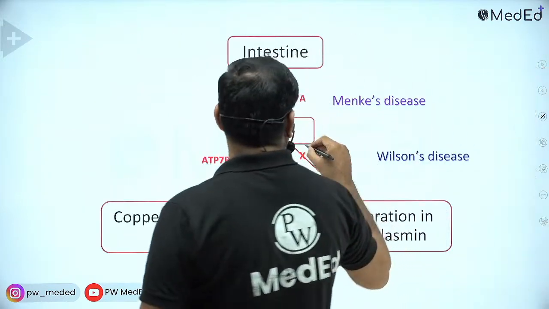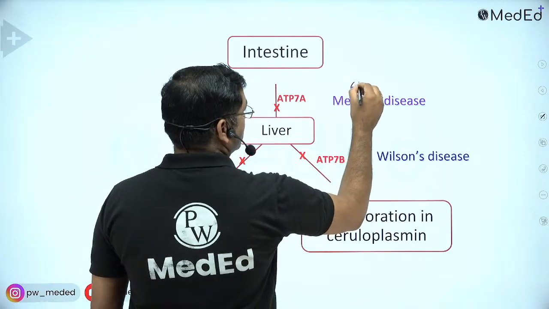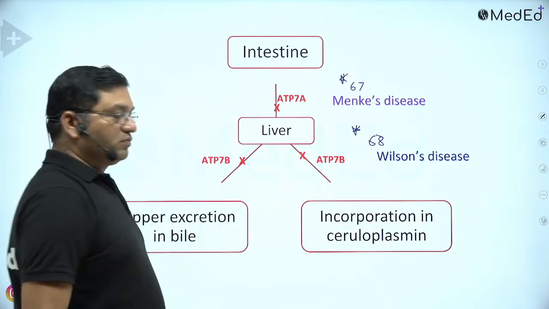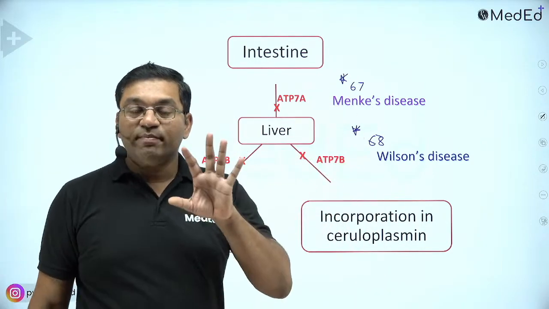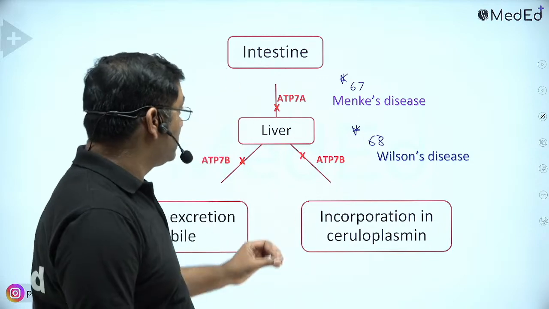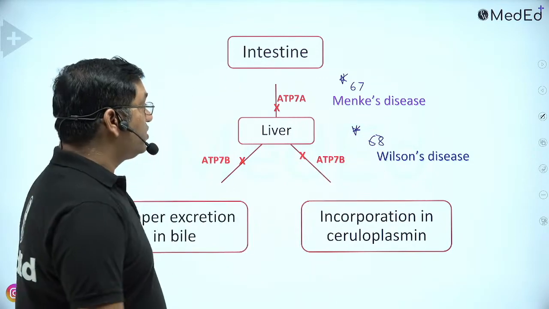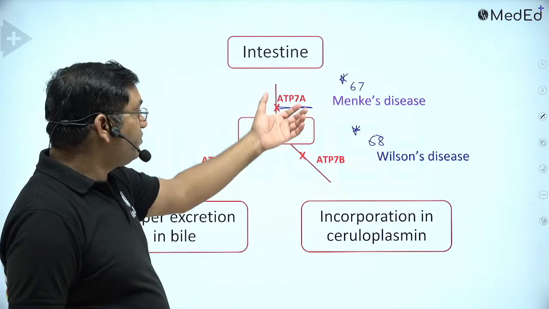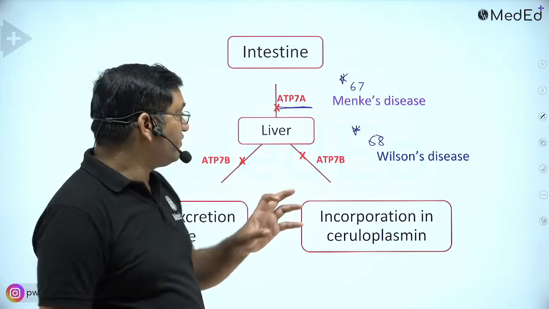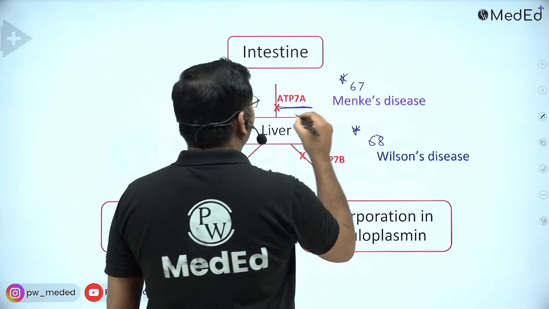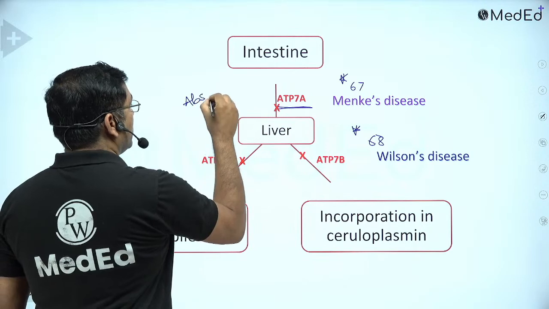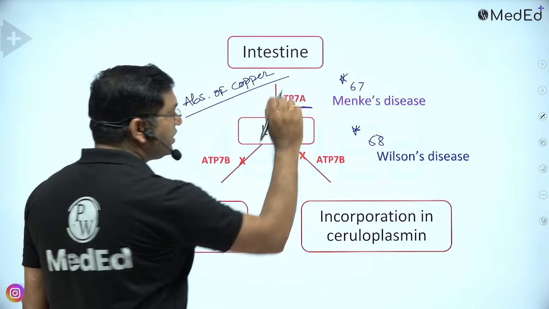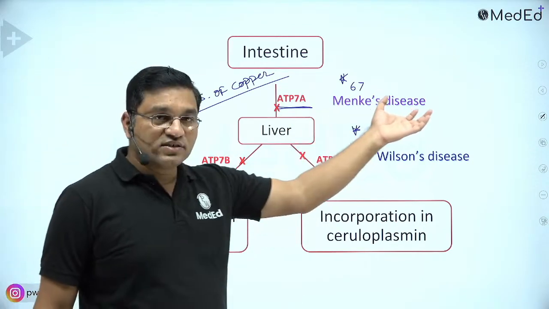See the 67, 68. You should know about Menkes disease and Wilson's disease. Menkes disease is due to a mutation in the ABC transporter protein, that is ATP7A. What is the role of ATP7A? It is required for the absorption of copper from the intestine. So if it is defective, there is copper deficiency that causes Menkes disease.